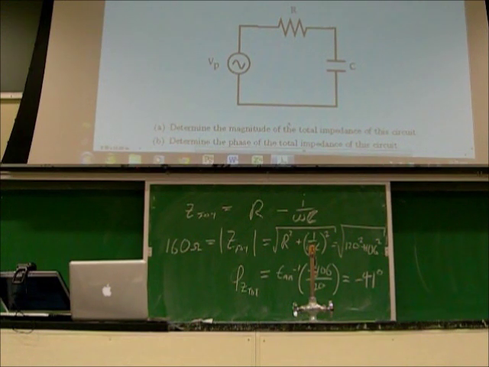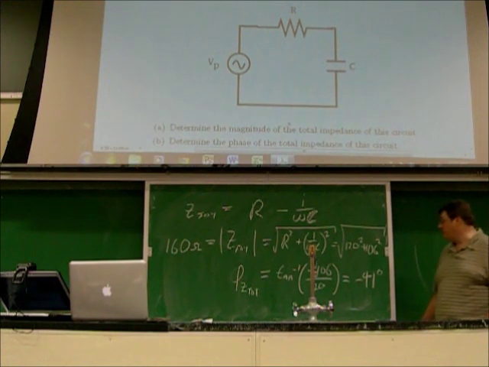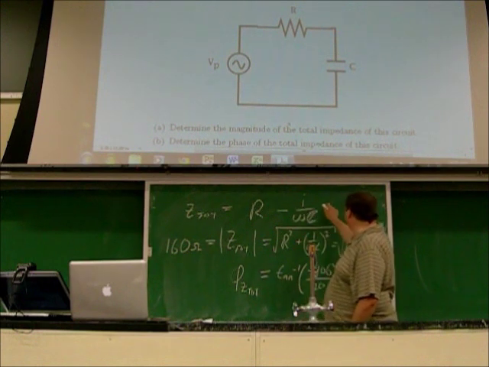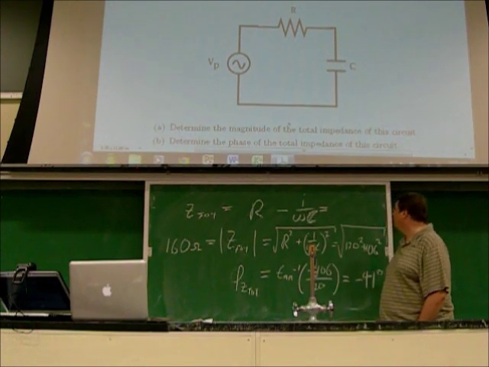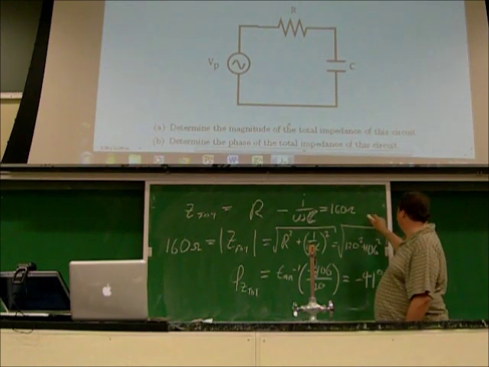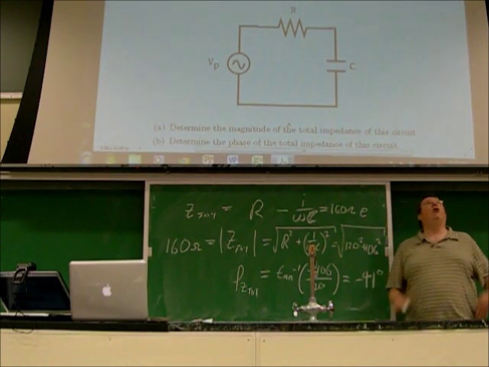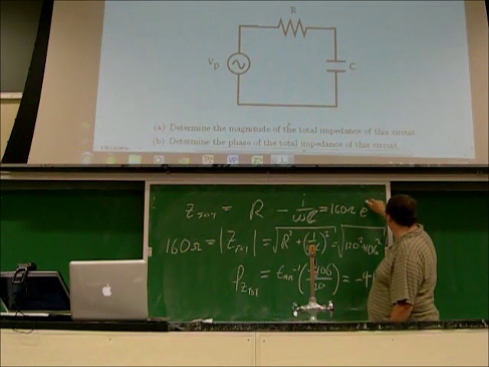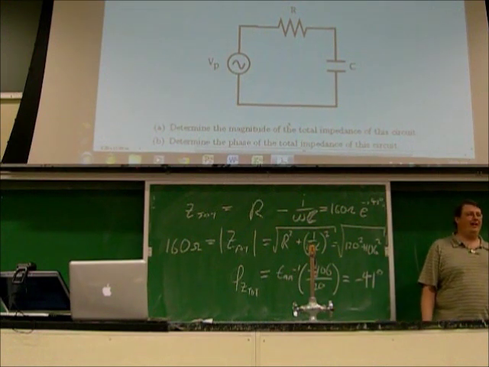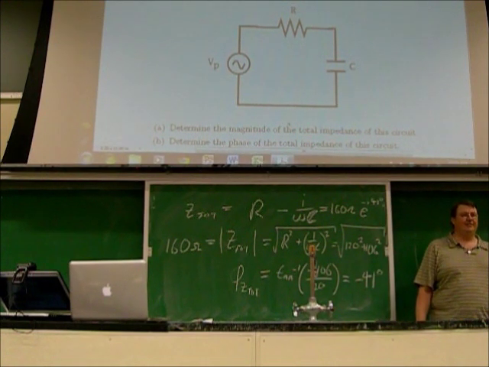We now have a complete and thorough understanding of the impedance of this circuit. Okay, the impedance of this circuit, if we choose to write it in the C e to the i phi format, is that Z equals 160 ohms e to the, Euler forgive me, minus i 41 degrees. Now why did I ask Euler to forgive me?